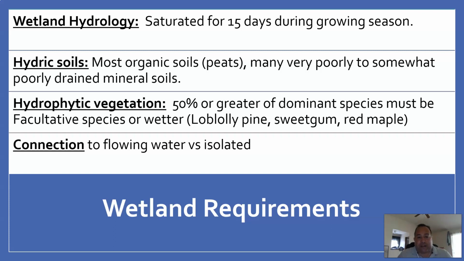And you have to have hydrophytic vegetation. So 50% or greater of the dominant species in the area must be facultative species or wetter, meaning species that will be found in a wet area and can grow in an area that's wet. So more than half of your vegetation has to be vegetation that grows in water. Your soils have to be soils that hold water, and you have to have water there. And if you have those 3 things, plus in some people's minds, a connection from the flowing water to the isolated, making it part of the watershed, then that's what makes a wetland.